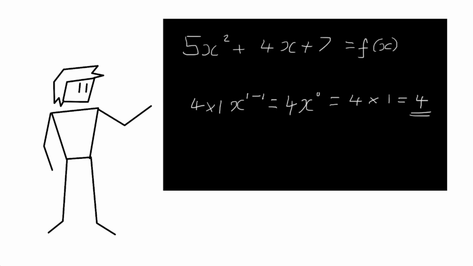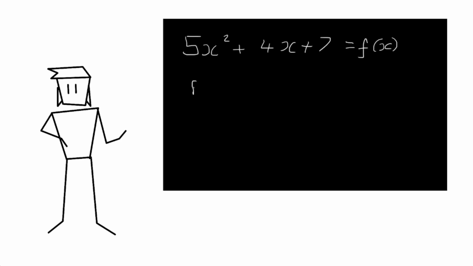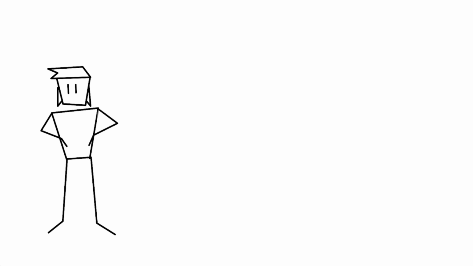Finally, we have 7. It can be helpful to think of this term as 7x to the power of 0, since this would still just be equal to 7. Now, this makes it easier to apply the rule, and doing so, we multiply by the power to get, well, 0. So this term just becomes 0. As a rule, we know that the derivative of any number just becomes 0. So, altogether, the derivative of our function is 10x plus 4. And it's as easy as that.